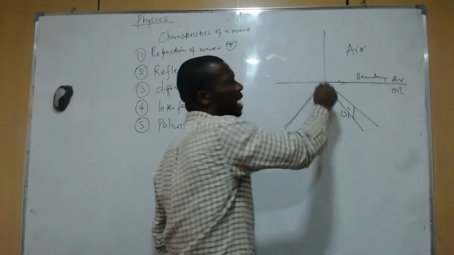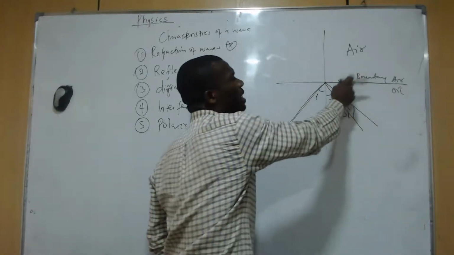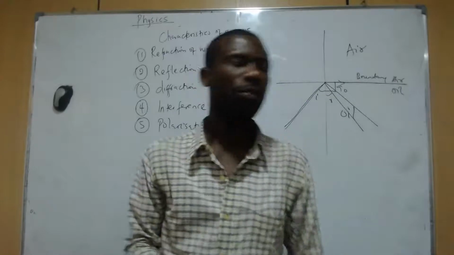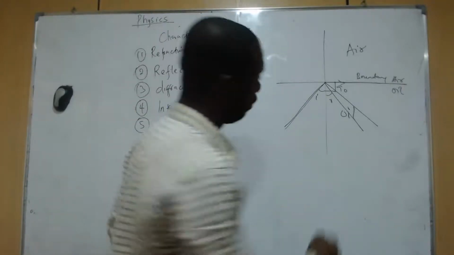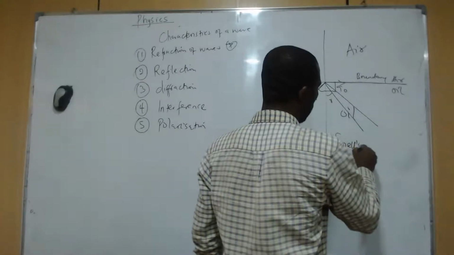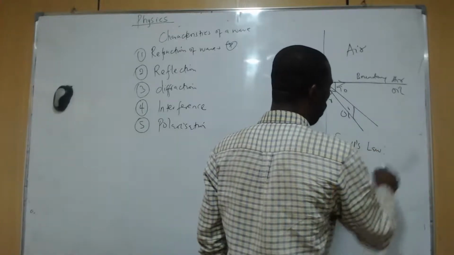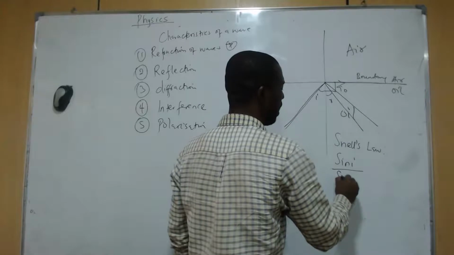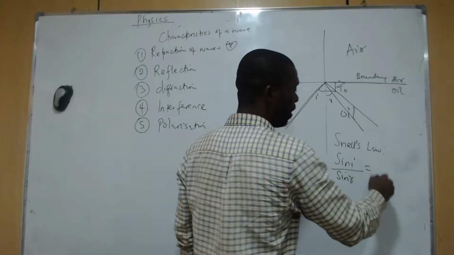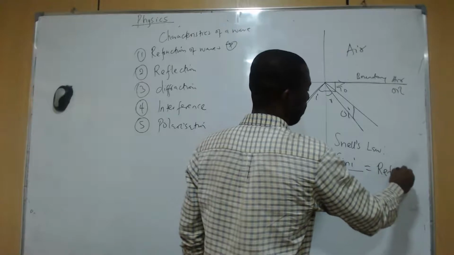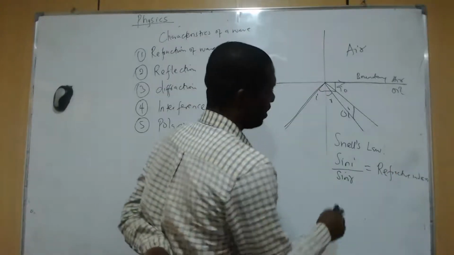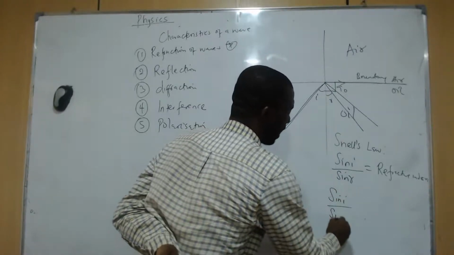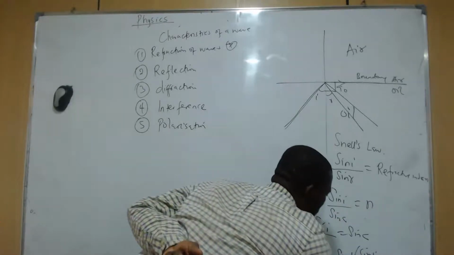And that particular incident angle which produces the refracted angle to be at 90 degrees, is what we call the critical angle. Now, from Snell's law, which says that the ratio of sine of the incidence angle over sine of the refraction angle is equal to the refractive index, we say that sine incident over sine critical is equal to n.